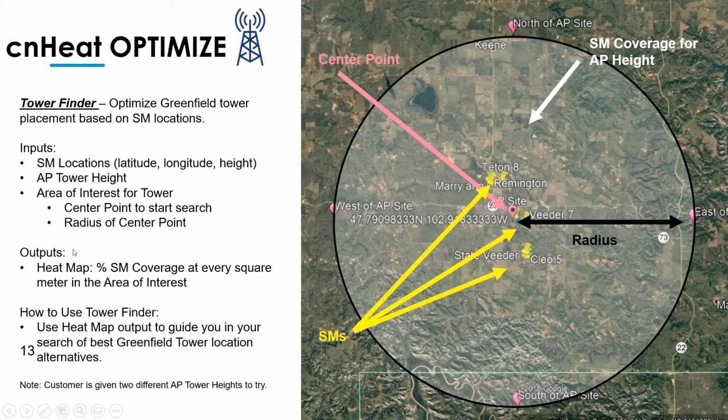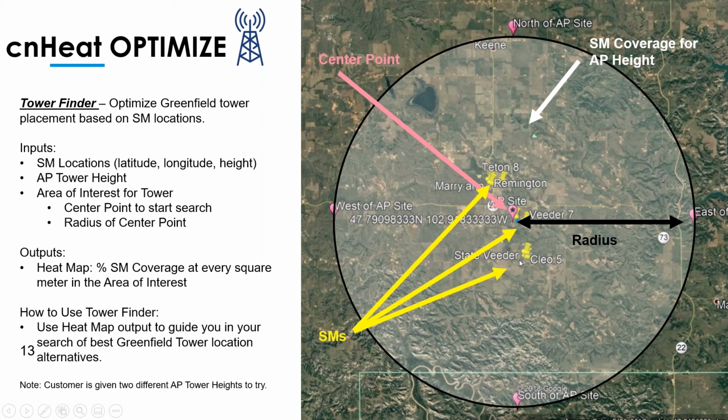Now the output from these inputs is you get a heat map. And this heat map gives you a percentage of the SM coverage at every meter in the area of interest. So remember, cnHeat works per meter. So every meter on this whole place, there's a little color pixel that shows the coverage of how many SMs would be covered. So blue is not so hot, and red is hot, like you're covering a large percentage. So what we're doing here is we're using Tower Finder to use the heat map output to guide you for your location of placing your tower.